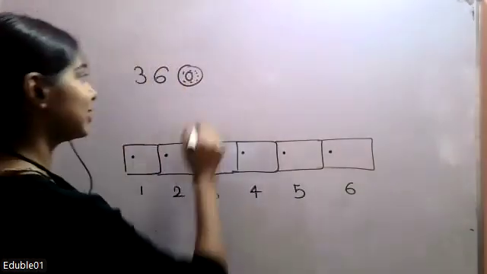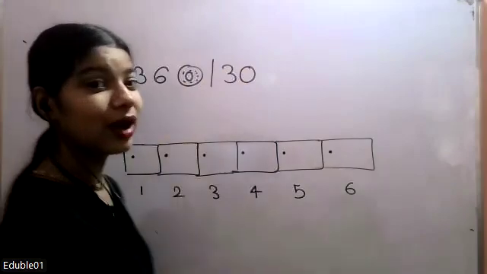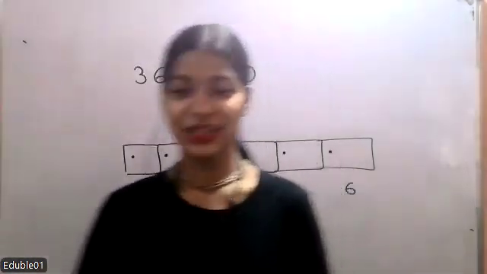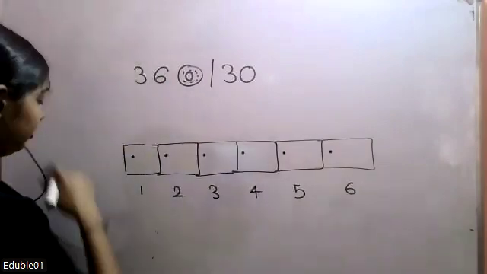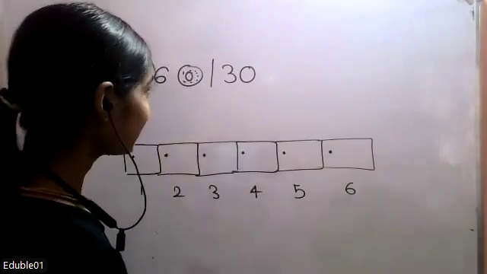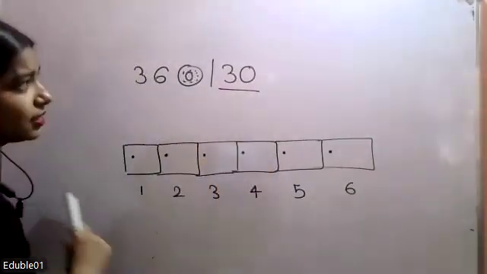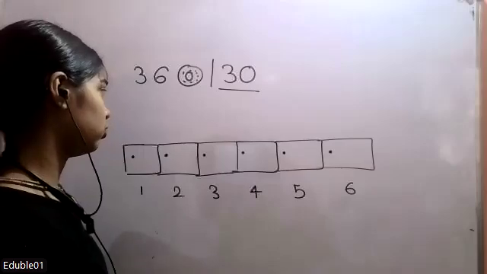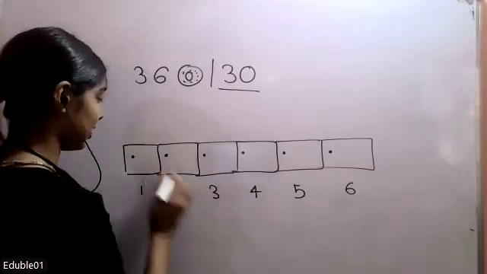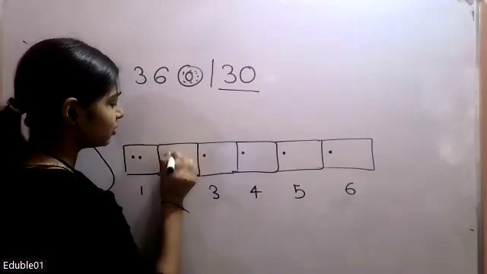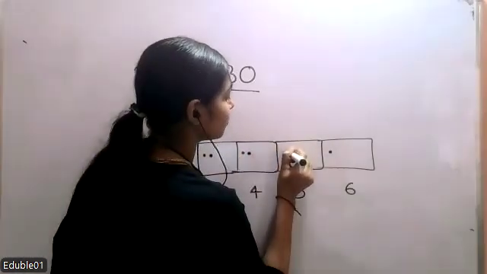Now, how many donuts are we left with? Very good. We already know how to do subtraction, right? You can take a little bit of time and do it by yourself as well. Now we are left with 30 donuts. So can I give one more donut to every friend? Yes, I can. Let's give 1, 2, 3, 4, 5, and 6.